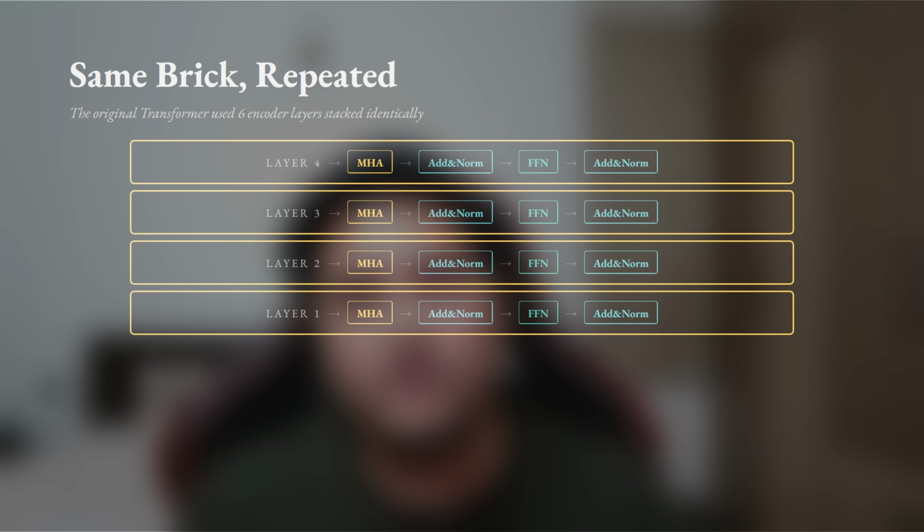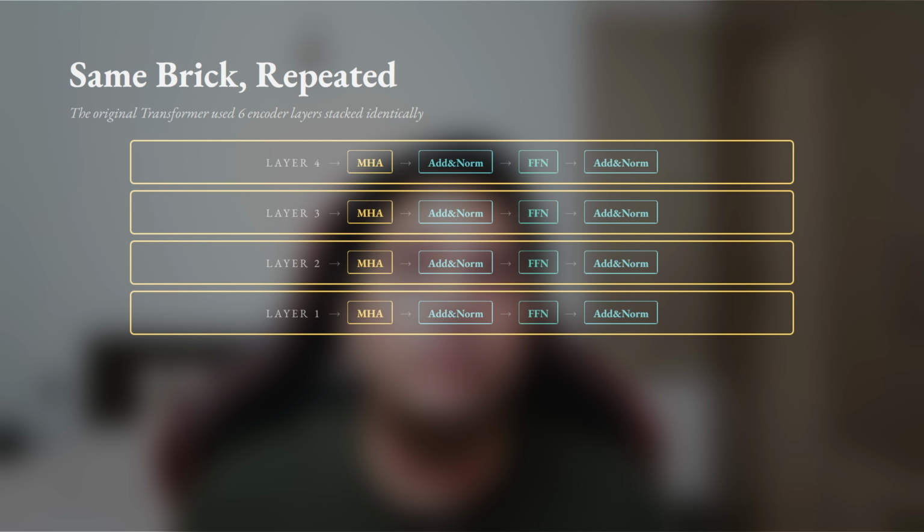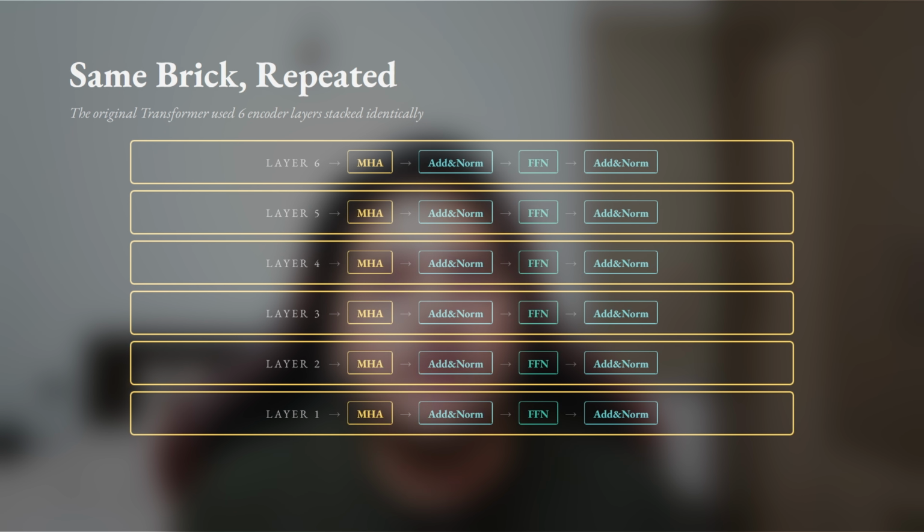An attention head in layer 4 can attend to patterns that only become visible after the transformations performed in layers 1 through 3. Layers 5 and 6 complete the stack, 6 identical bricks, each with its own learned weights, assembled into a complete encoder. The output of layer 6 is the final contextual representation of a sentence. The sequence of vectors that carries enough information for the decoder to generate an output.